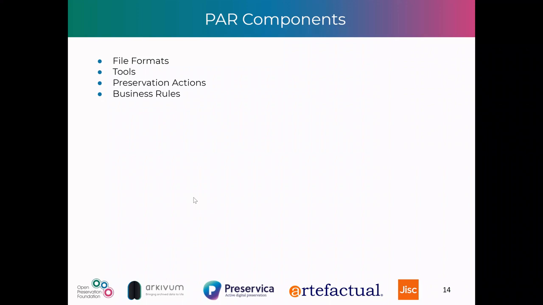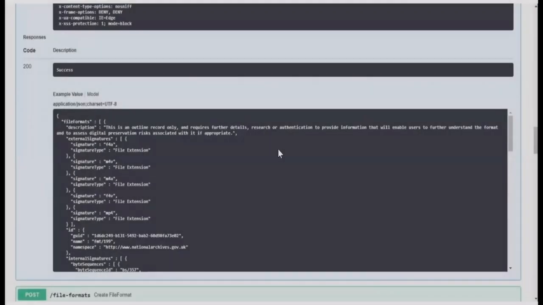And because these components interlink, so business rules apply preservation actions, they're controlled by file formats, preservation actions actually execute tools, and so on. The API that PAR defines also defines a rich set of filters that allow you to really see how that data connects. And we'll be able to see how we can use those filters in some of the later videos.